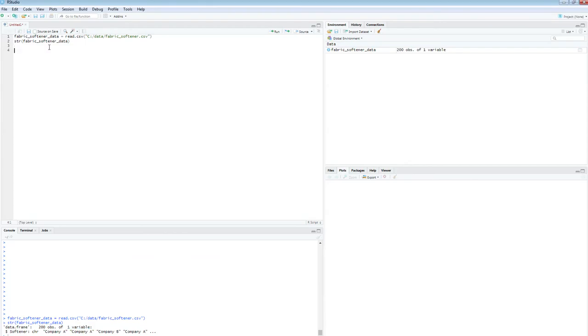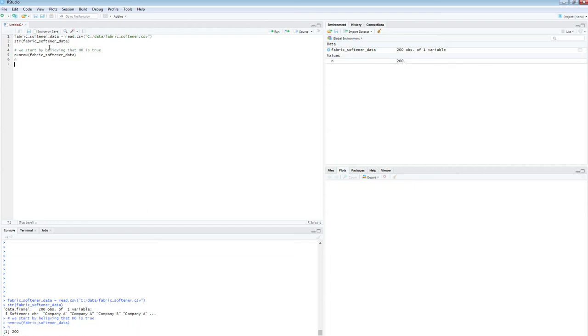Okay, so here's the idea for the chi-squared goodness-of-fit. Let me first of all calculate. We start by believing that null H0 is true. Now what does that mean? That means that if null was perfectly true, then 45% of customers will still buy company A. And I know my number of records, again, it's a good practice: N equals nrow of my data set, the fabric softener data. N is equal to 200.